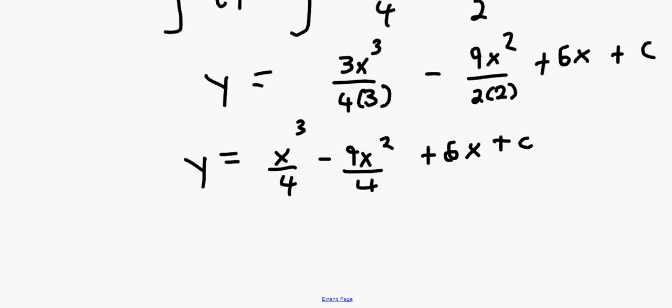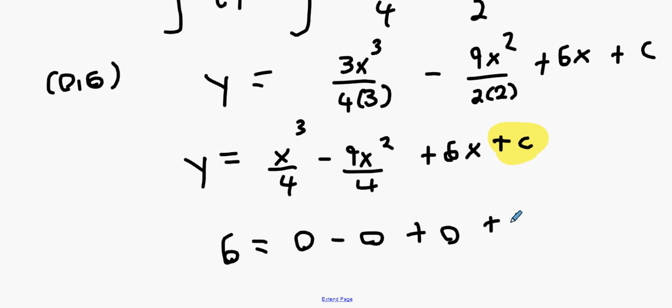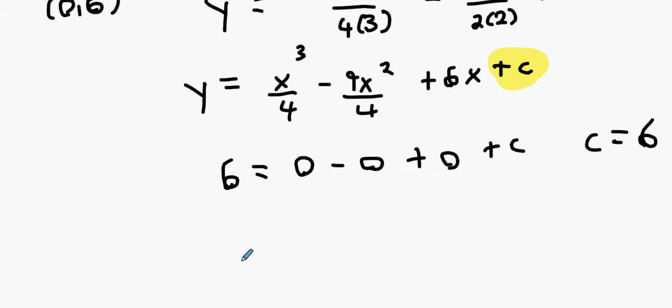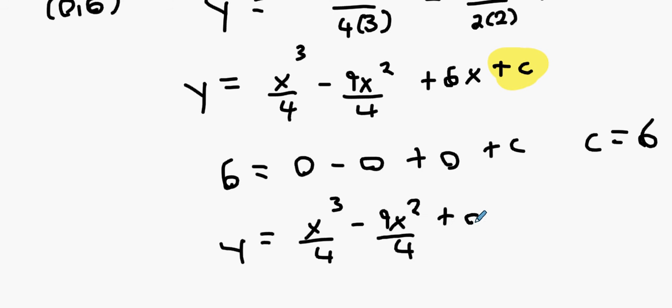Anybody care to tell me a way to get rid of the c value? Do we know a point that's guaranteed to be on this curve? 0, 6. Excellent. Replace all the x's with 0 and the y value has to be 6. Means we have a c value of 6, which means the function's equation is... anybody get it out? 14. Come on, previous. Good job.